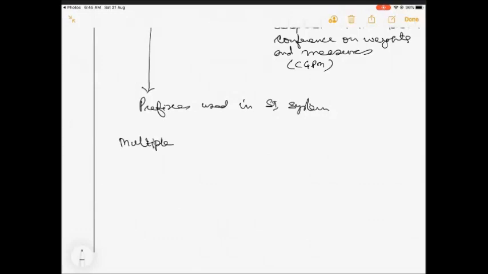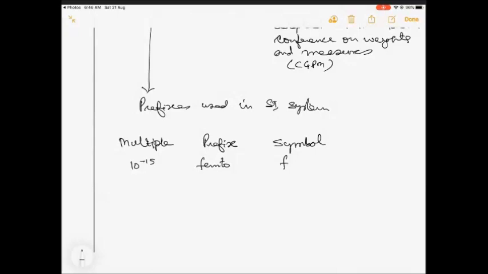Second one is prefix. And then we have to give it symbol also. Symbol. We will not be doing all of these, but only the important ones. The first one is 10 raised to power minus 15. Whenever you find this multiple, give prefix femto and symbol is F. It will be femtometer, femtogram, and so on.